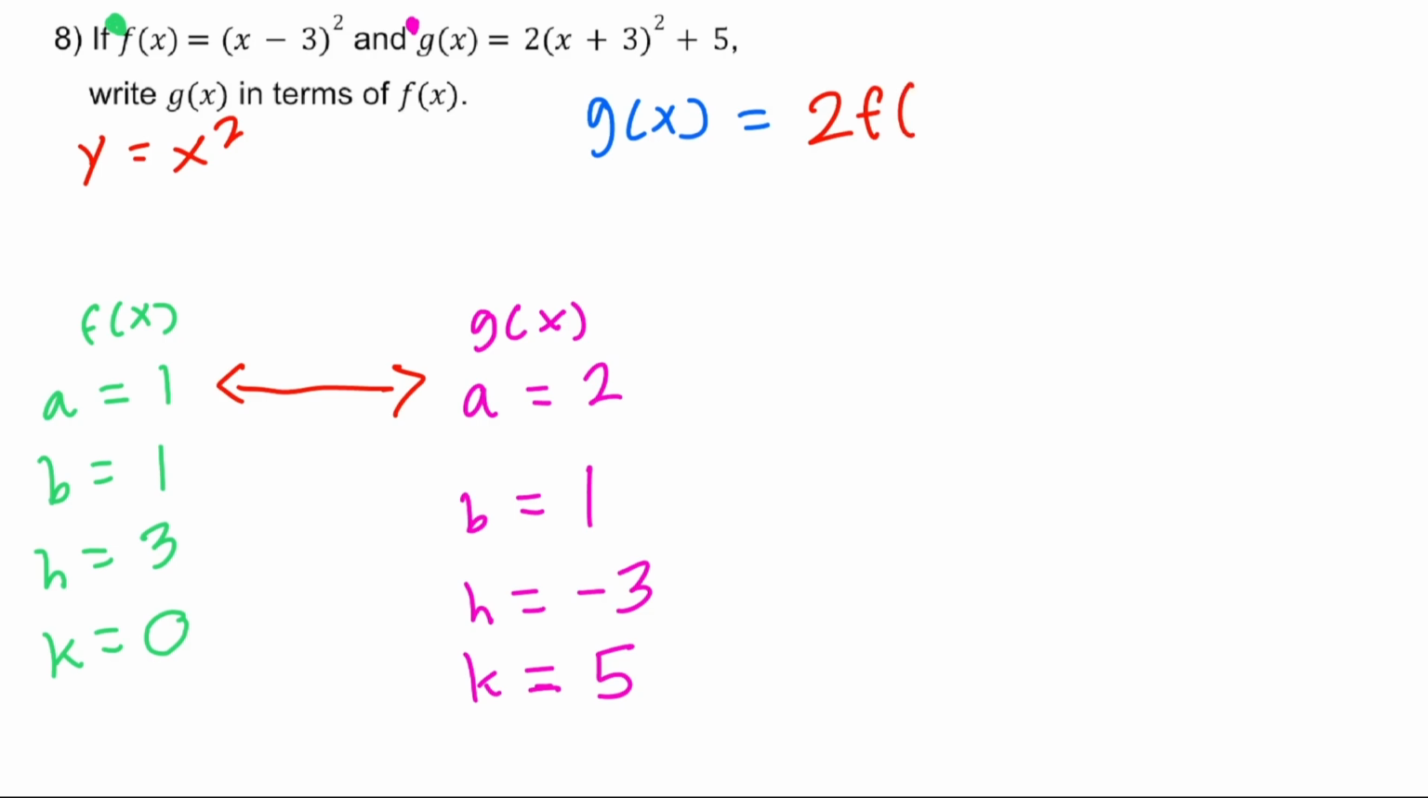Our b values are right here. Do we see any mismatching between them? Nope, 1 is equal to 1. Good. H values are a different story. Do we have a mismatch between f and g's h values? Yes, right? For f of x, h is equal to 3, and for g of x, h is equal to negative 3.